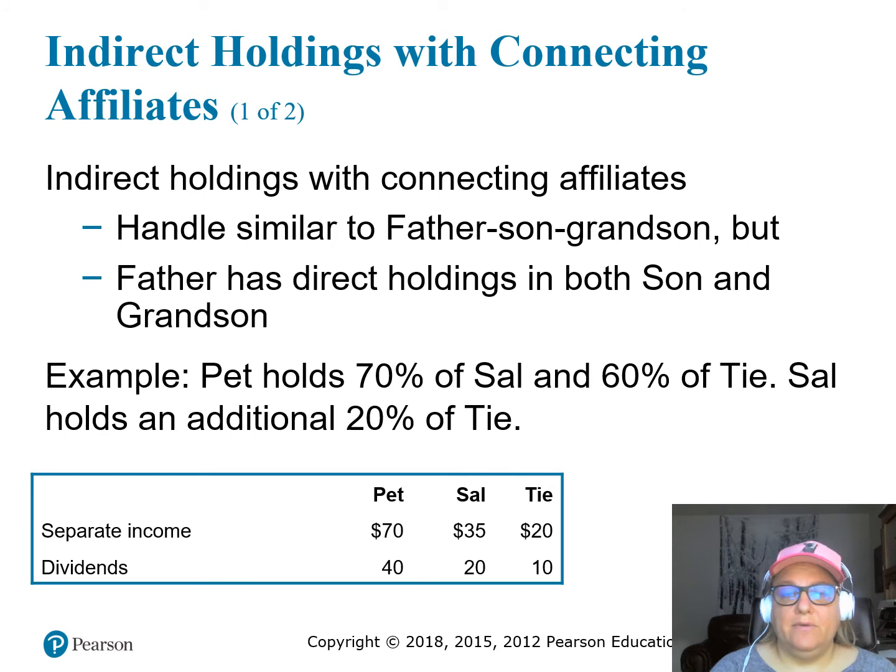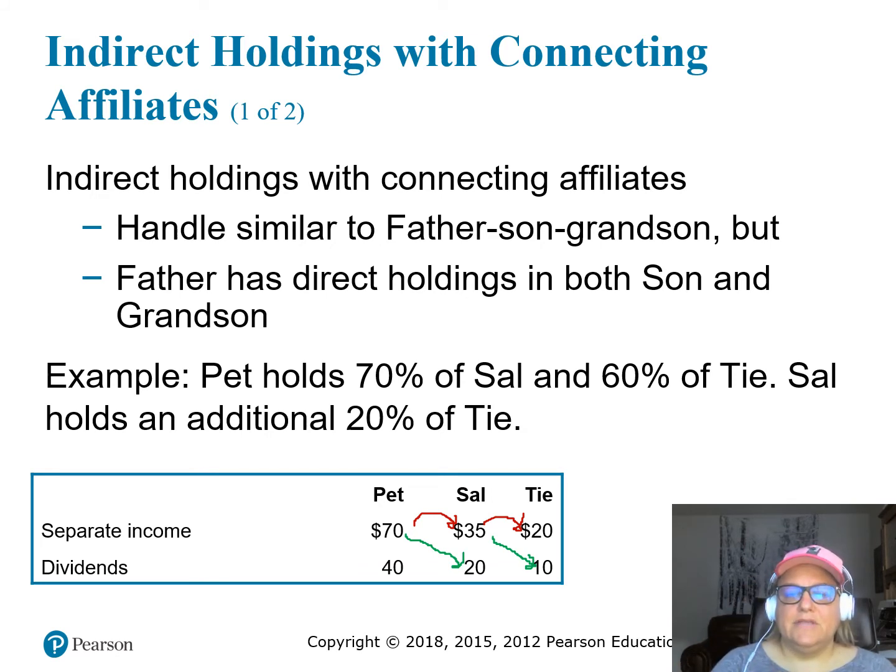So here's what we've got. We've got separate income, and the best thing to do is just draw little lines when you get started. And remember that the dividends are going to relate. Ty's dividends are going to be applicable to Sal, right? And Sal's dividends are going to be applicable to Pet. The next thing you have to think about is Pet is going to get a portion of Sal's separate income, and Sal's going to get a portion of Ty's separate income. We know that from the father, son, grandson holdings.